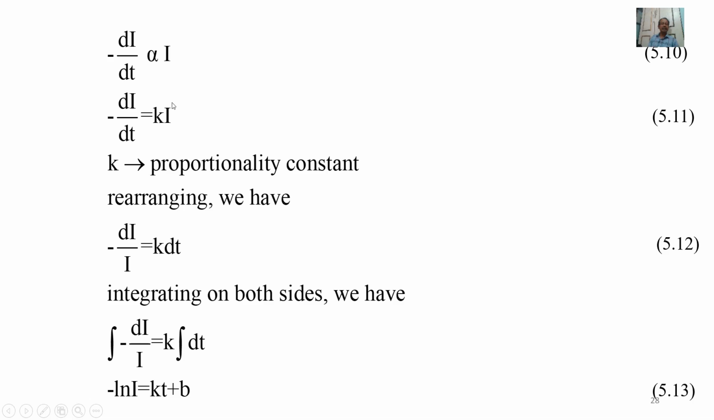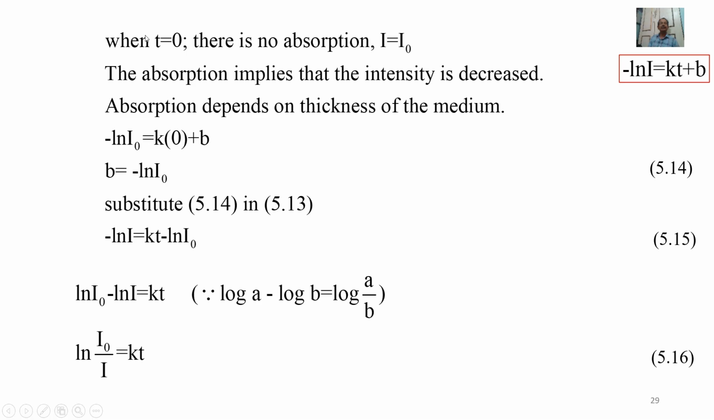Then you bring the I term to the left hand side, and dt to the right hand side. So we have minus dI by I, which is equal to K dt. Integrating on both sides, that will give us minus ln I, which is equal to Kt plus B, where B is the integration constant. At t equals 0, there is no absorption, so I becomes I naught. Absorption implies that the intensity is decreased. Absorption depends on the thickness of the medium. Substituting t equals 0, we get K times 0 plus B, so B equals minus ln I naught.